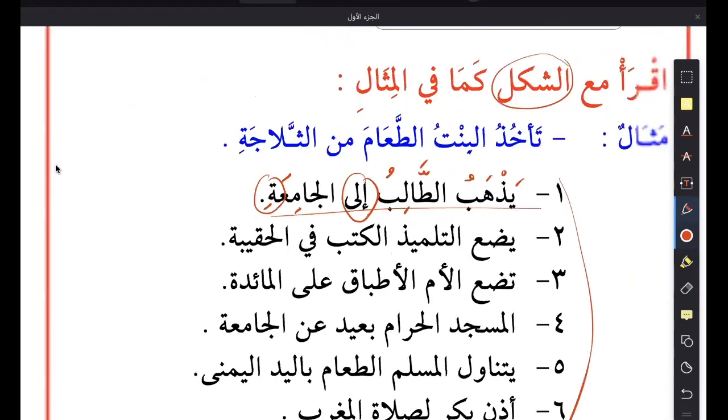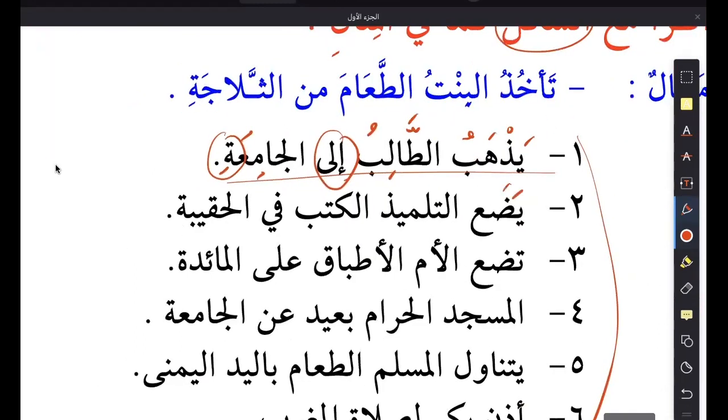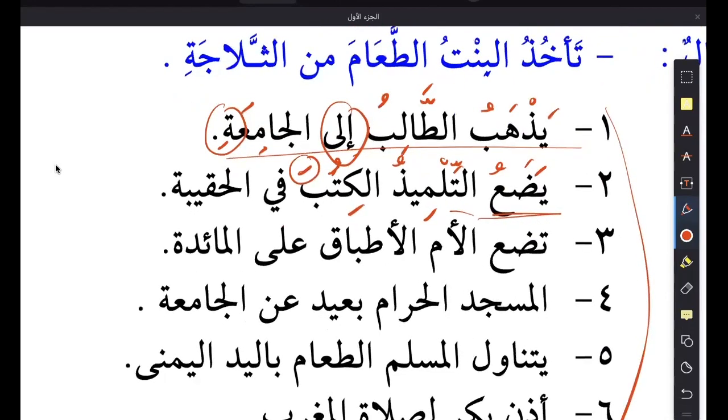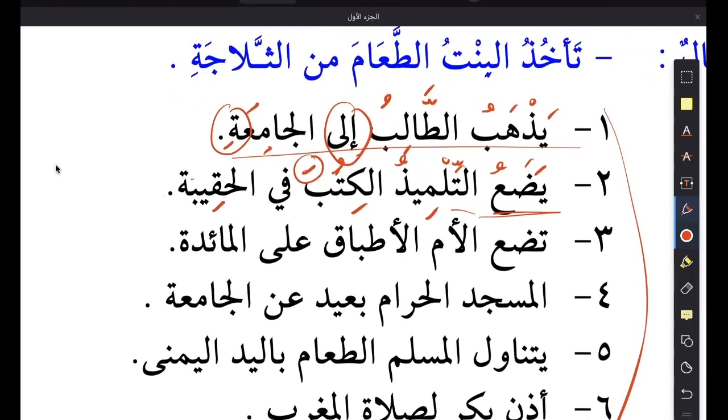Okay, ila الجامعة. يضع التلميذ. التلميذ. What happens here? Al-kutuba. You will get a fatha here because you have to know what it means. Like, the tilmiz, the student, is putting down what? Al-kutub, the books. Books is the object, so it needs a fatha. Fil haqibati. Again, because of harful jar, because of the preposition, you get a kasra.